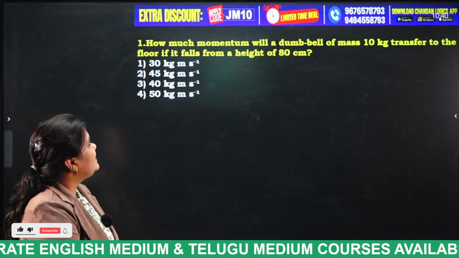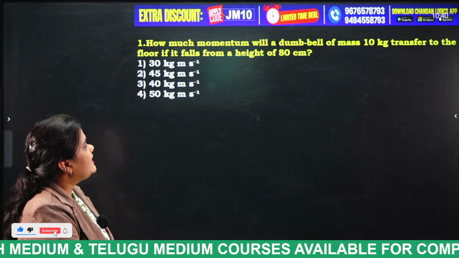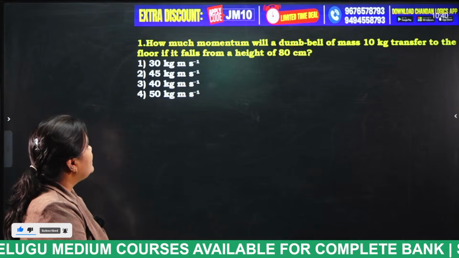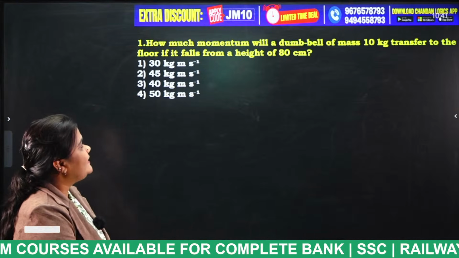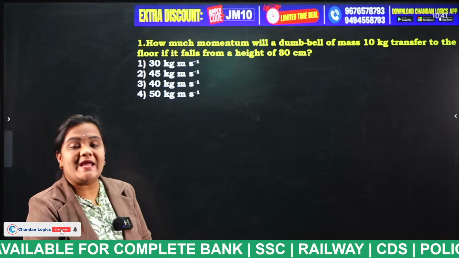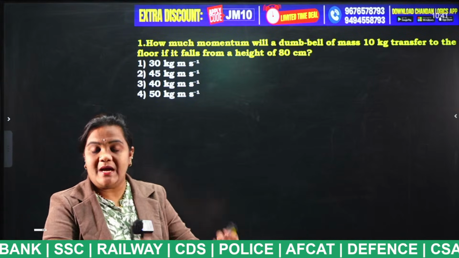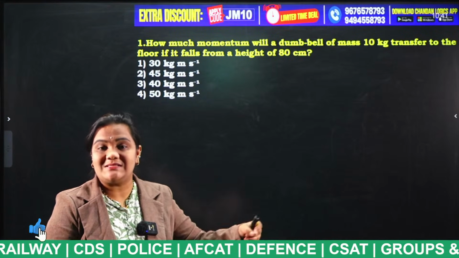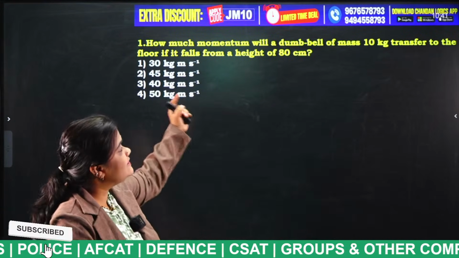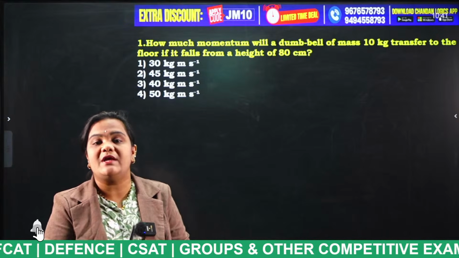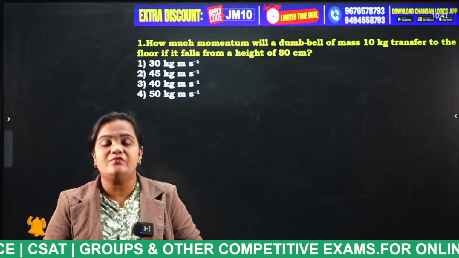How much momentum will a dumbbell of mass 10 kg transfer to the floor if it falls from a height of 80 centimeters? So they are asking you to find the momentum of a dumbbell. Actually, this dumbbell has fallen from a height of 80 centimeters and the mass of that dumbbell is 10 kg.